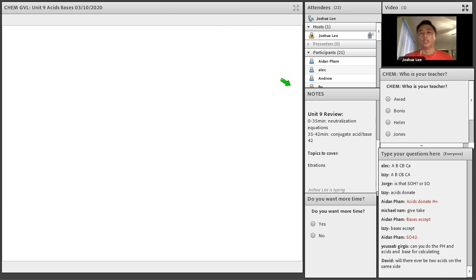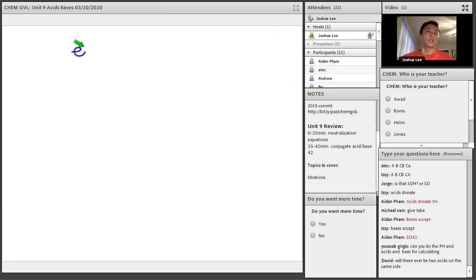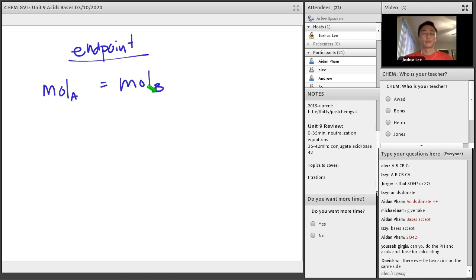So titration. The lab that we just finished up today, the whole point of a titration is to get to the endpoint. Technically the equivalence point, but let's not worry about that. At the endpoint, that's when the color started to change. That's when moles of acid equals moles of base.